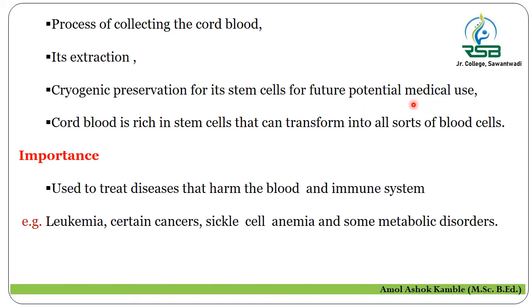The stem cells in the cord blood can transform into all sorts of blood cells, and they are very significant as they are used to treat the diseases that harm the blood and immune system. For example, leukemia, certain types of cancers, sickle cell anemia, and some metabolic disorders.